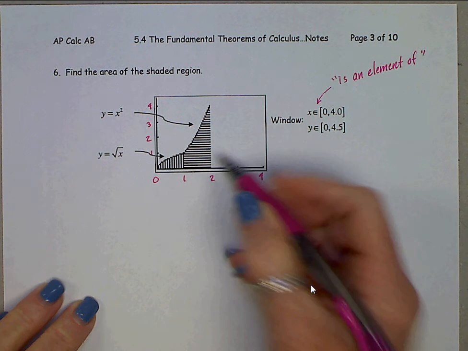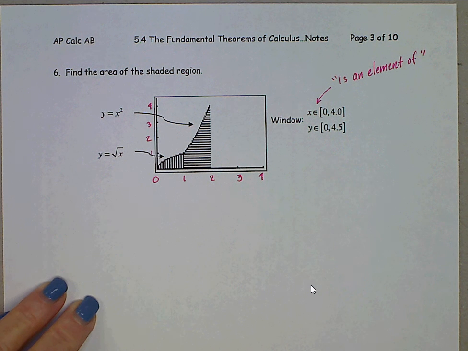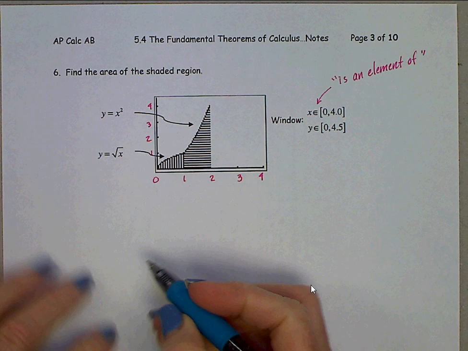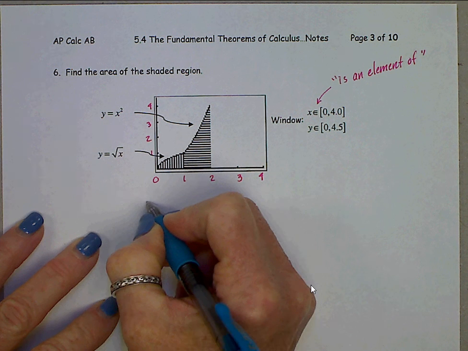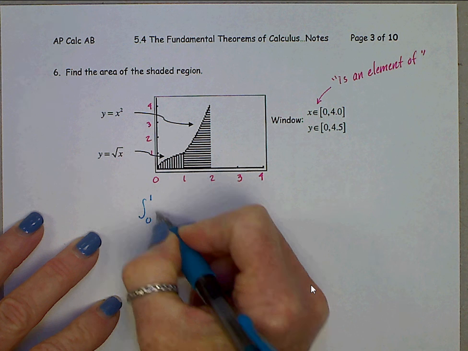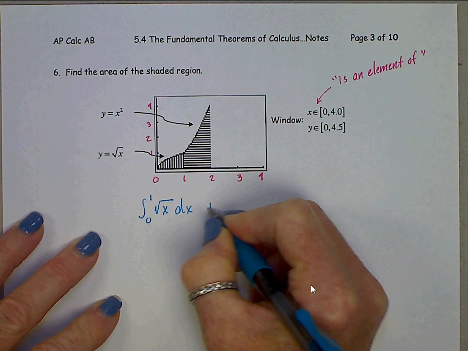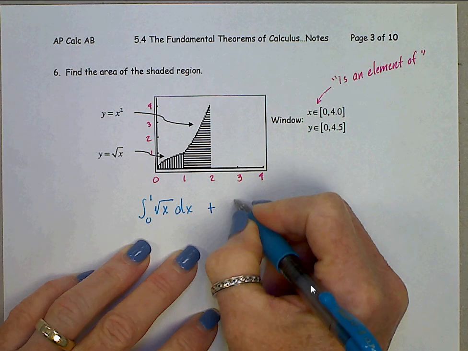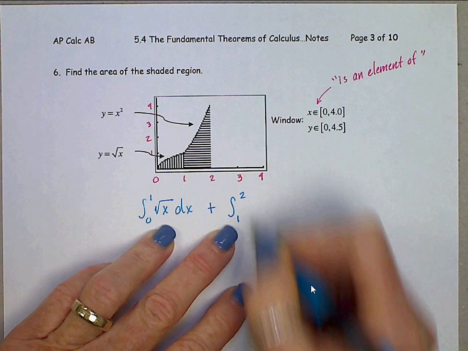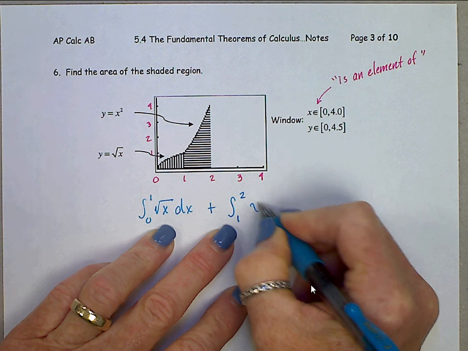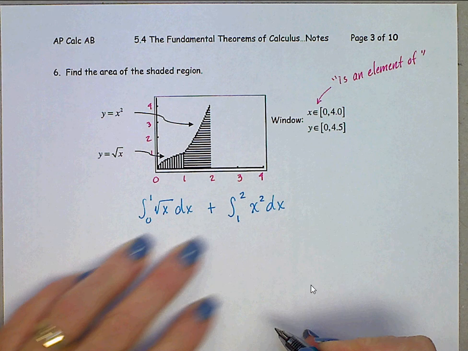When we look at finding the area of this shaded region, then we will need to split this up and look at the integral from 0 to 1 underneath the square root of x dx, and then we'll need to add on the integral from 1 to 2 of x squared dx.